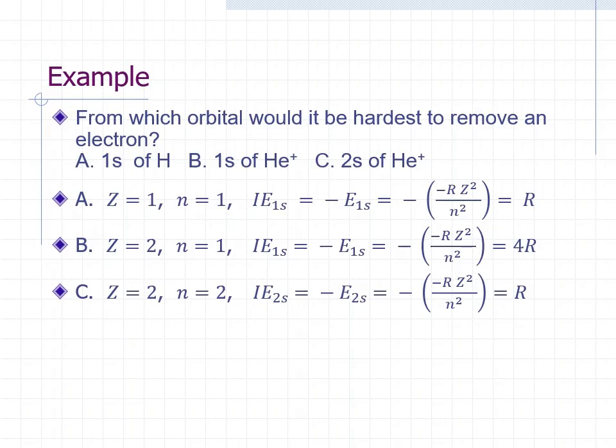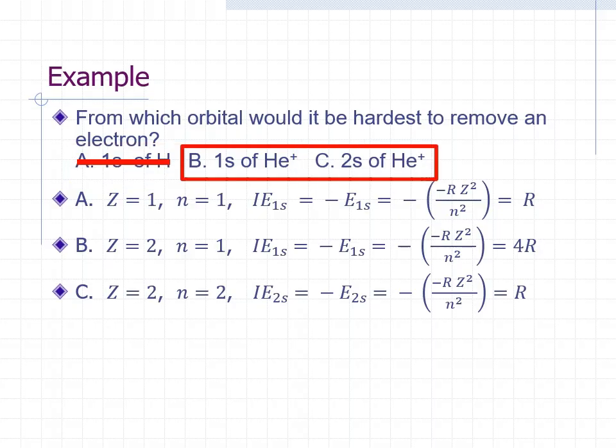Note that you should be able to figure this out without doing any calculations. Let's compare choices A and B. In both cases, the electron is in a 1s orbital, but there are more protons in the helium nucleus. So, it would be harder to remove the electron in choice B. Let's compare choices B and C. In both cases, the electron is in a helium ion. We compare 1s versus 2s. The energy in the 1s orbital is lower, and it would take more energy to remove this electron from the ion.